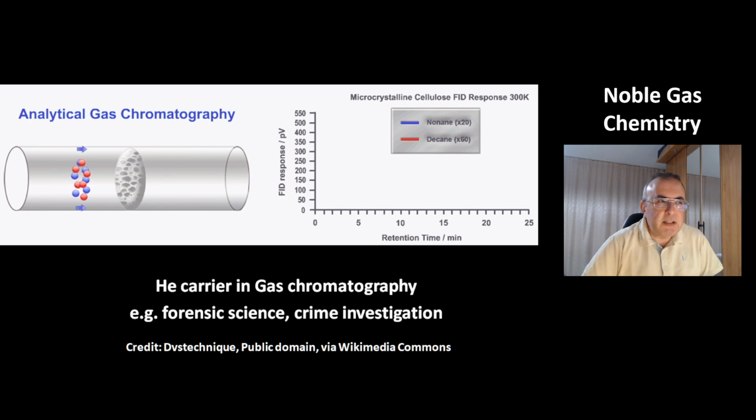Helium is also used as a carrier in gas chromatography. In this picture you can see the difference between nonane and decane. Decane is a bigger molecule. It travels slower than nonane. And this is important for forensic science, for example, for investigation of crimes.